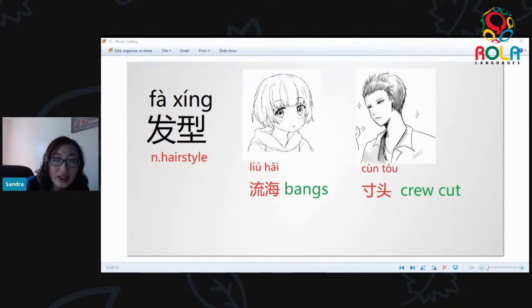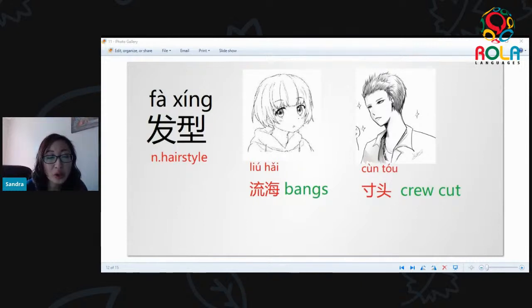All right, and the next new word we're talking about is 发型. 发型, 型 means shape, so 发型 means hairstyle. So if you go to a hair salon or barbershop, the stylist would ask you 你想要什么发型?